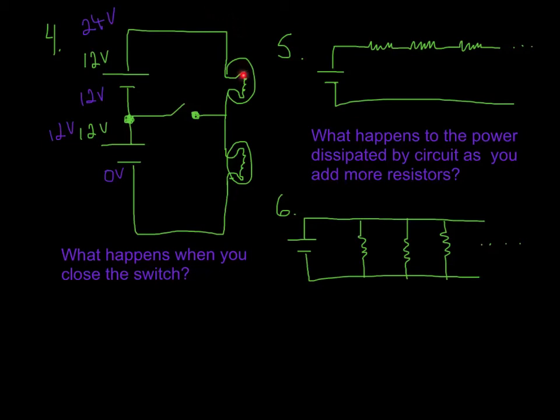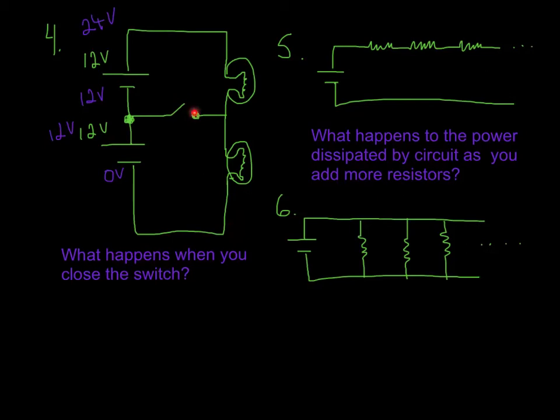It's 24 volts that gets dropped across these two bulbs. If they're equal resistance, and we're assuming they are, you're going to get 12 volts dropped across this bulb, and then 12 volts dropped across this bulb. So what we'd have is 24 here, 12, and 0. Do you get that? So with the switch open, 24, it drops half of it to 12, drops the rest of it to 0.